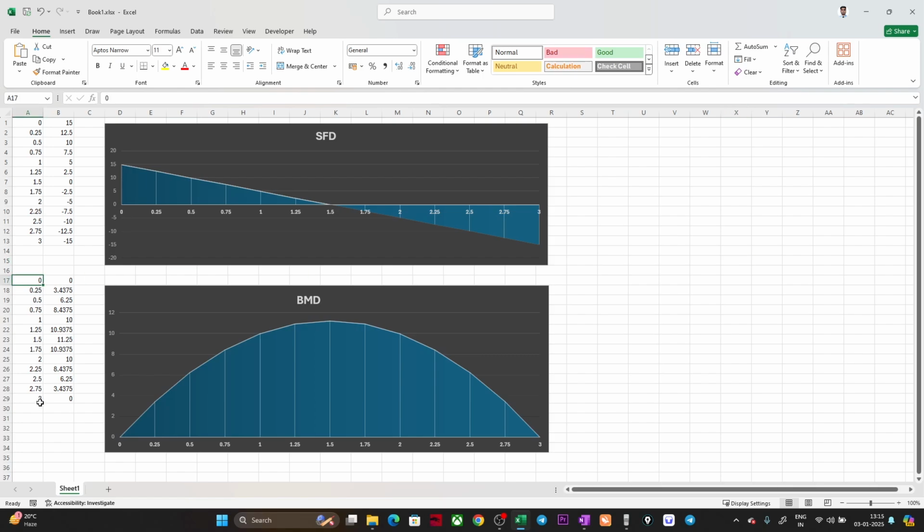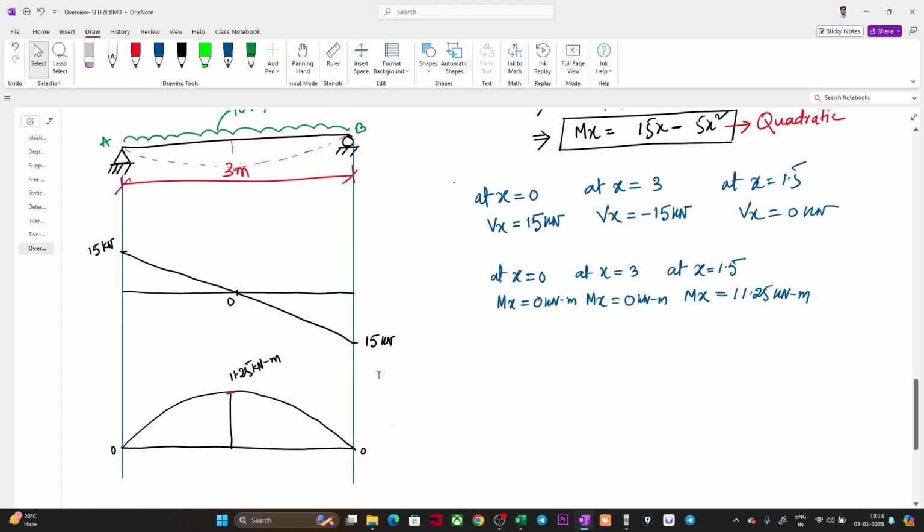I have distributed from 0 to 3 at interval of 0.25, and I have replaced the value of x in the expression that we have found out, and we have found the values of moment at every 0.25 meters. At 0 and 3 meter it is 0, at the center it is 11.25, and for the other cases it is varying with this quadratic equation that we have found out. It is a parabolic shape. So this way you can cross check whether the bending moment and shear force diagram you are drawing is correct or not.